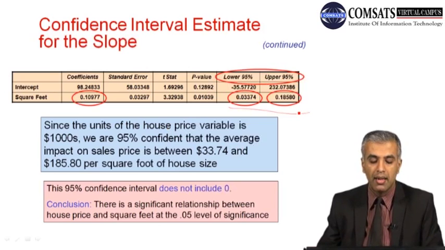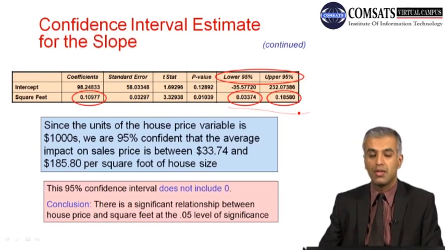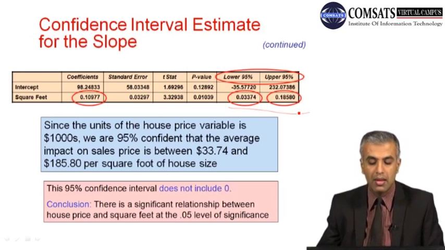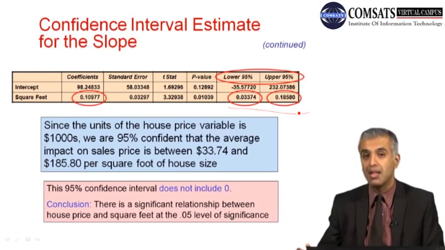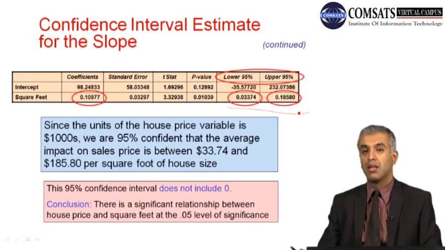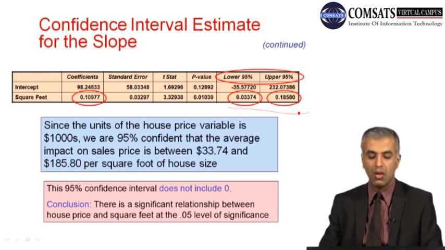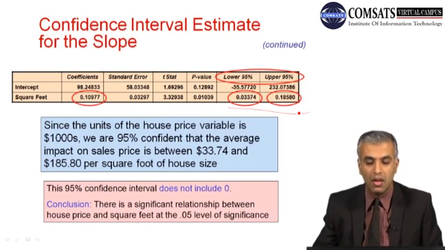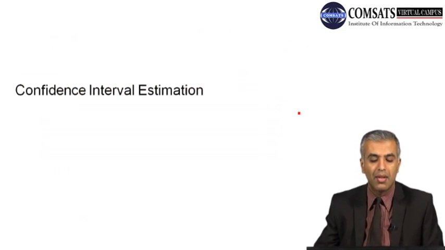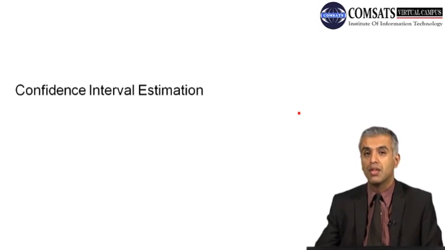So basically this is a 95% confidence interval in which we have taken the alpha value as 0.05. It does not include 0, and thus it portrays that there is a significant relationship between the price of the house and size, at a certain level of significance. So once we have gone through that, let's have a discussion on confidence interval estimation before we commence with our regression discussion.